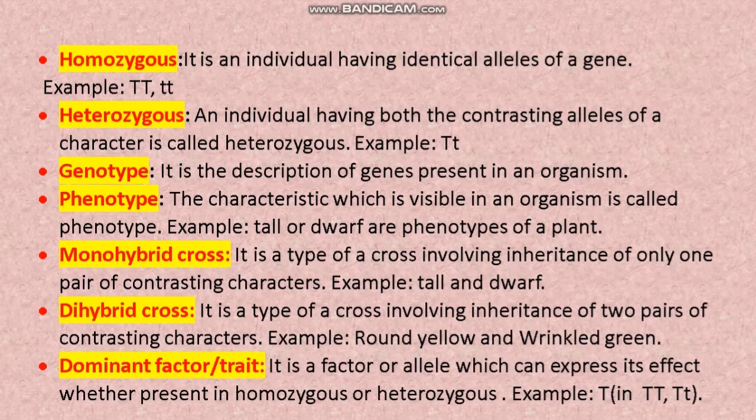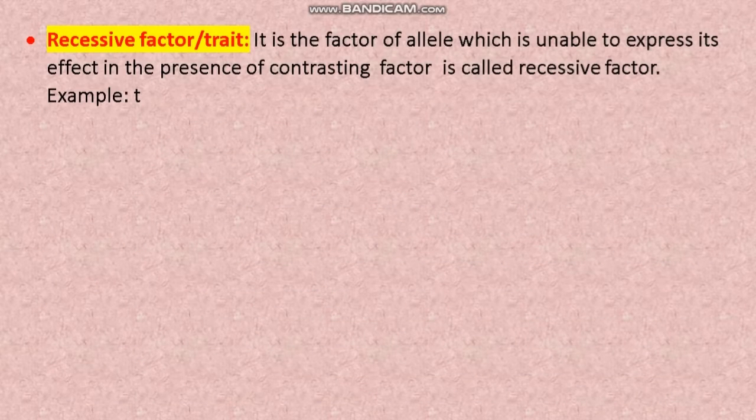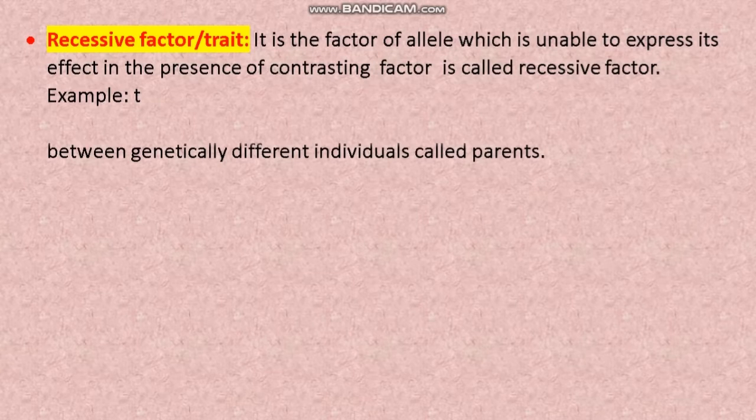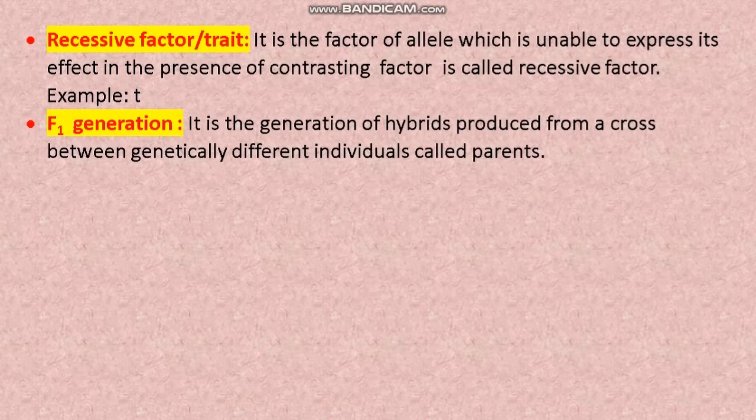Dominant factor or trait: it is a factor or allele which can express its effect whether present in homozygous or heterozygous condition. Example: capital T in capital TT, capital T small t. Recessive factor or trait: it is a factor or allele which is unable to express its effect in the presence of a contrasting factor. Example: small t.